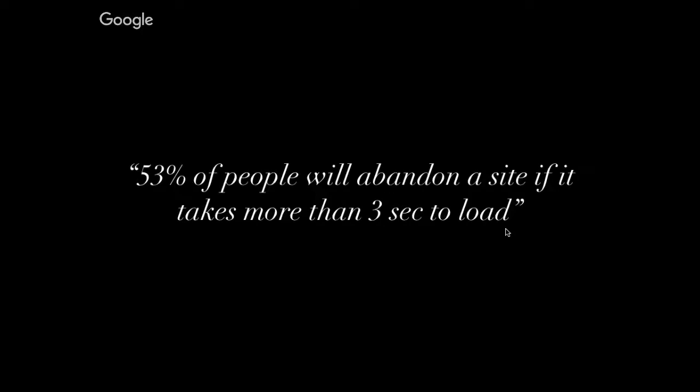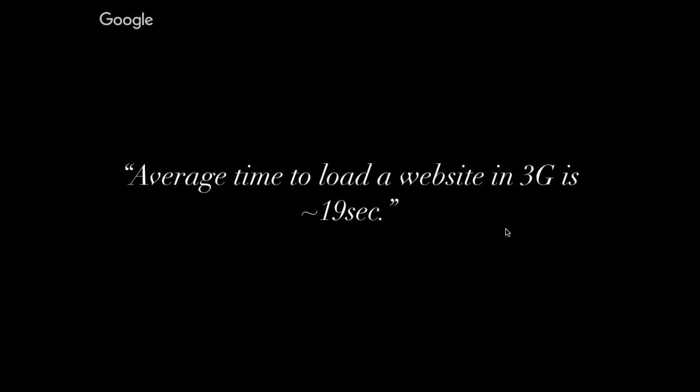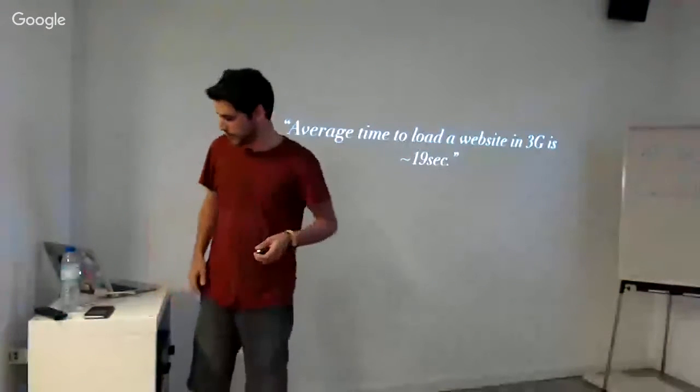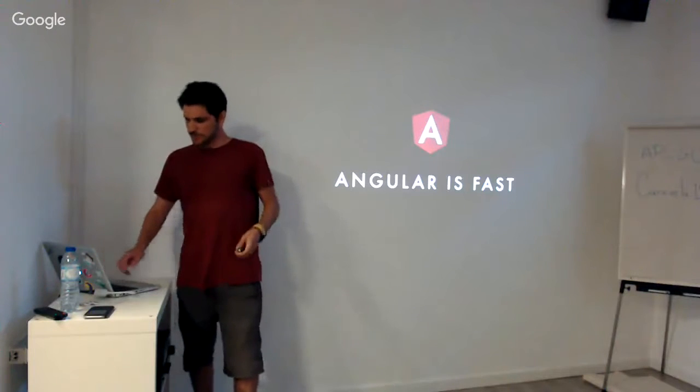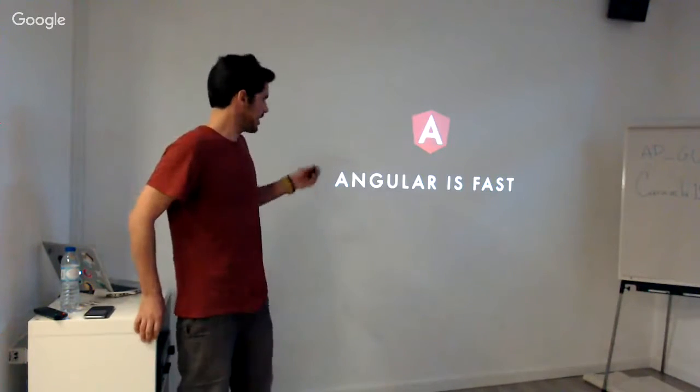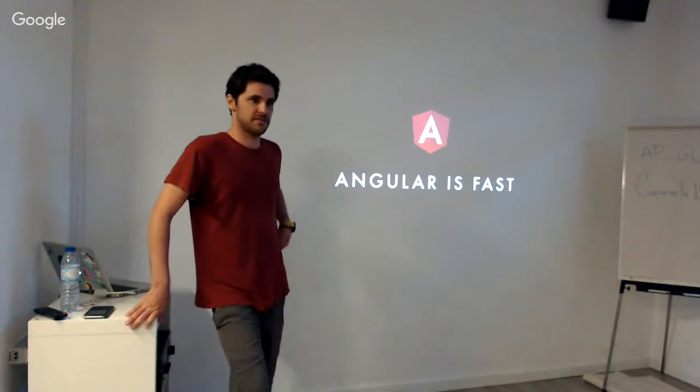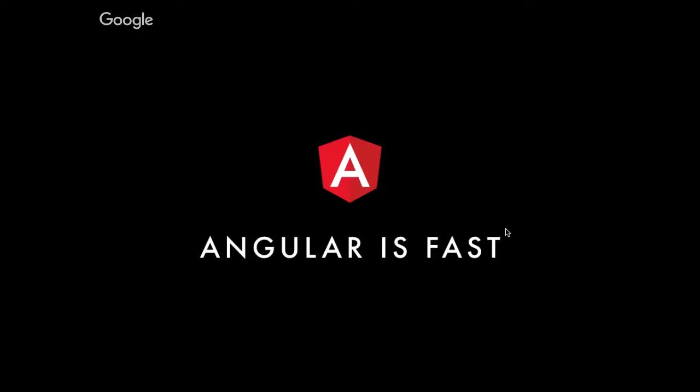And what they've discovered is that it takes way longer than that for most sites. The average for a website to load on 3G is 19 seconds, which is crazy long, and also for Angular apps. But Angular 2 is out, and Angular 2 is fast, and it really is fast.